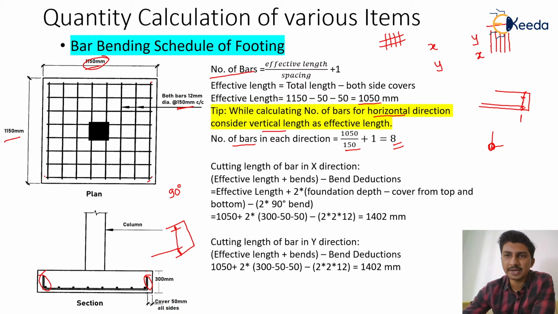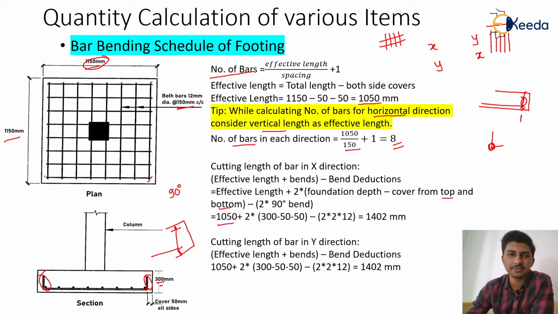If I minus the cover, I get this length, that is equal to the total foundation depth, which is 300 mm, minus cover from top and cover from bottom, both, minus the bend deduction. How many 90-degree bends do we have? 1 from this side and 1 from this side, so 2 into bend deduction for 90-degree. So now let us put the values.